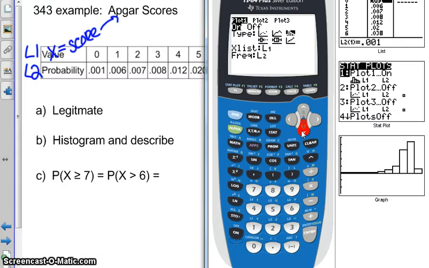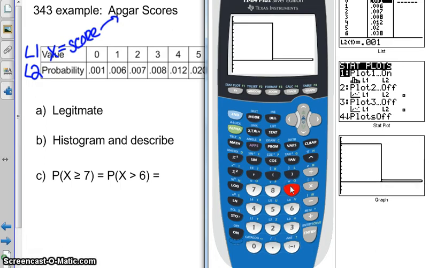When I want to use both of those rows, I have to have my x's. What I'm graphing is how many ones, how many twos, how many threes, and so on. But my frequency, how often they occur, is what's in list two. Now, we're so used to hitting zoom 9 when we get to this point that we have it all set up and ready to go. Now, the histogram looks nothing like the one I had.